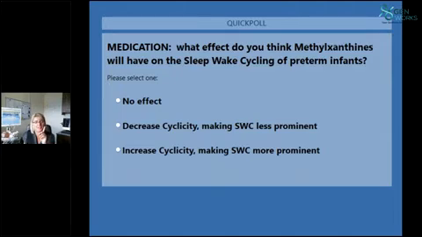Do you think it'll have no effect? Do you think it will decrease cyclicity, making the sleep-wake cycling less prominent? Do you think it will increase cyclicity, making sleep-wake cycling more prominent? So again, I can see, so think about methylxanthines, think about that group of medications, think about what we aim to do with methylxanthines, and let's see what you all said.